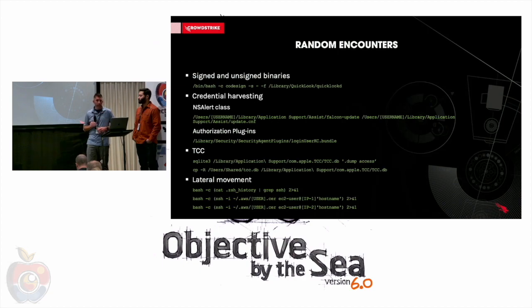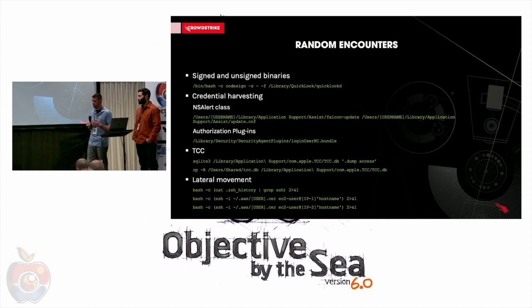TCC, which we've heard about throughout the conference already. Interestingly, we saw them at one point attempt to dump the access table from the system TCC database. We didn't really see them do anything in follow-on actions that would lead us to believe they gained anything successful, or that they gained information from that. We've also seen them try to copy their own version of a database over to the system TCC database.